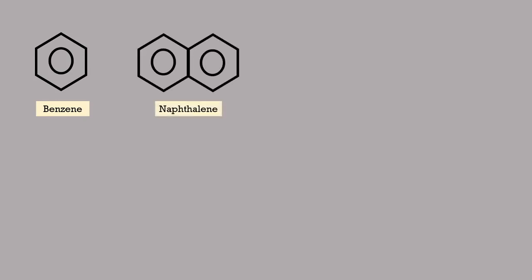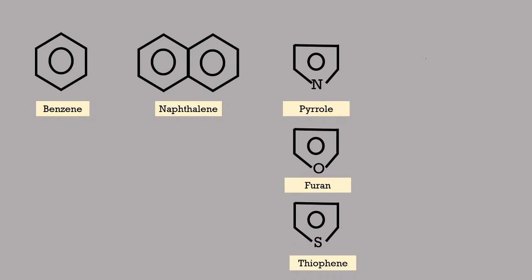Let's discuss electrophilic aromatic substitution with pyrrole in this lecture. We have already discussed benzene and naphthalene, and now we will discuss pyrrole and very similar molecules, furan and thiophene. All of them have five-membered rings and a heteroatom, something different than carbon here: nitrogen, oxygen, and sulfur.